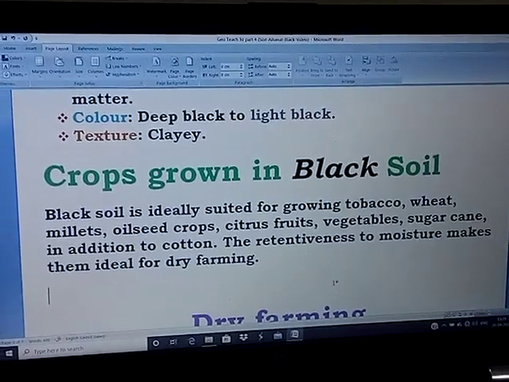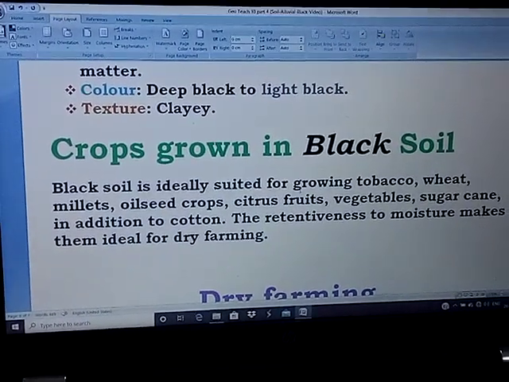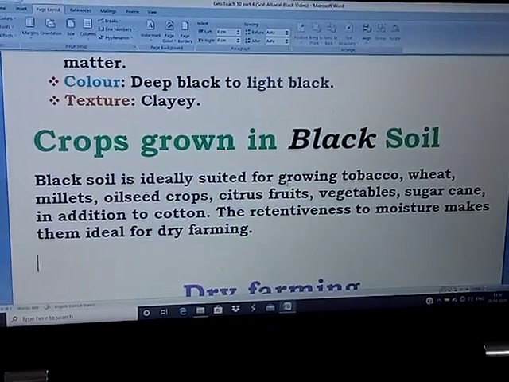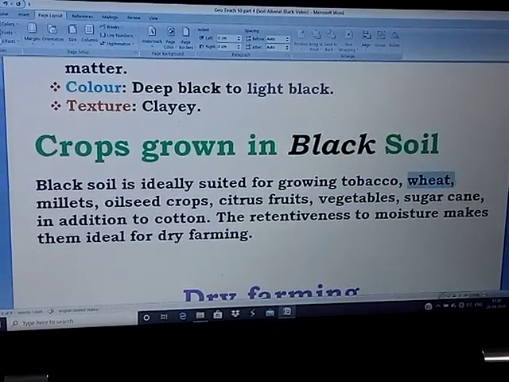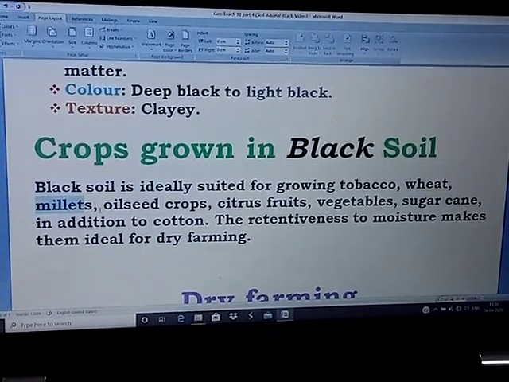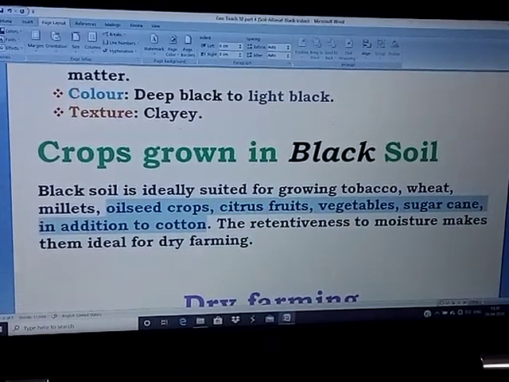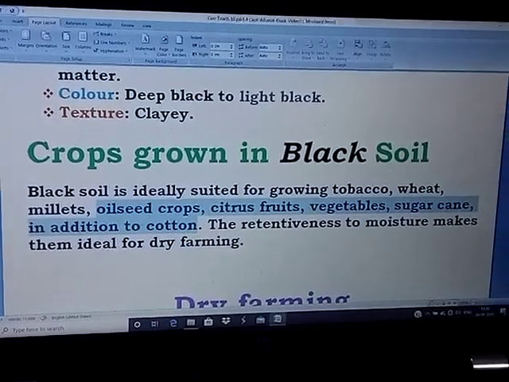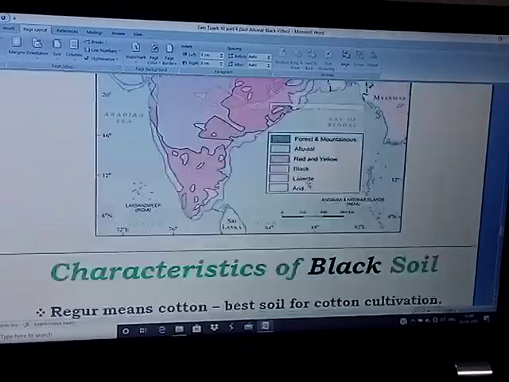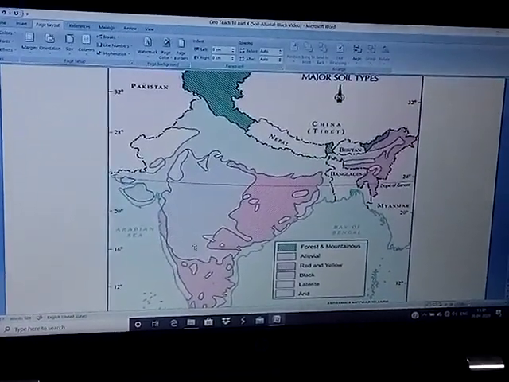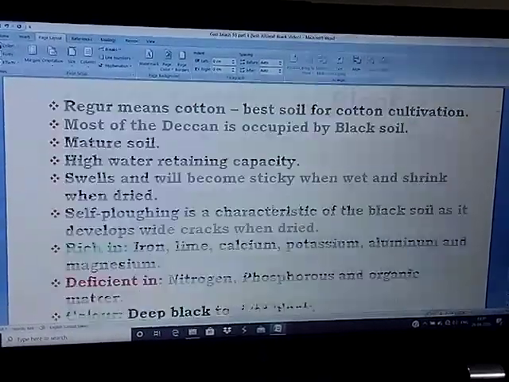Now the crops that grow well in black soil. Obviously the first answer that will come to our mind is cotton. Black soil is ideally suited for growing, besides cotton, tobacco, wheat, millets, oilseed crops, citrus fruits, vegetables, sugarcane. Cotton is the major crop that grows well in black soil, and you can see that the black soil area is a large area. So India has a good amount of production of cotton.